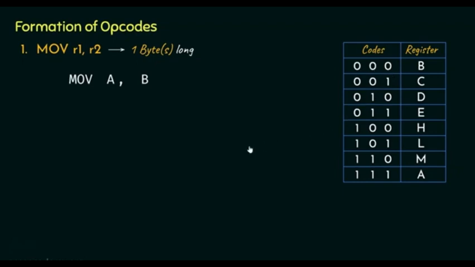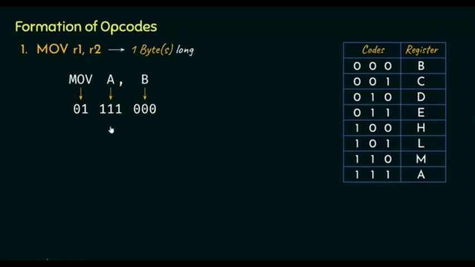So in the opcode, the register code of the register, which is the source, is needed. We will also need the register code for the destination register. And in the chart, A is given the code 111. So let's have that as well. Now notice, from the 1 byte long instruction, we have covered 6 bits. We need 2 more bits, and Intel chose MOV to be 01. Now observe, these are 8 bits or 1 byte.